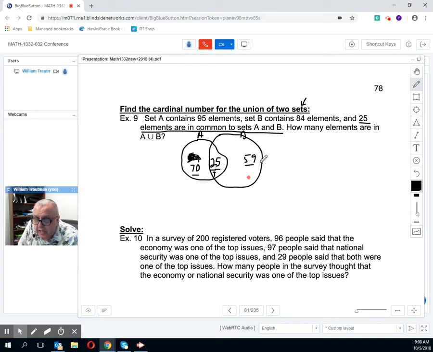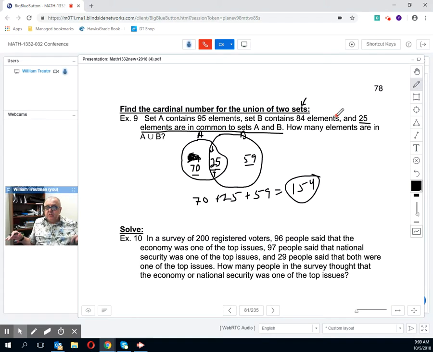So when we add up all these elements, how many are there? We just add up all these numbers. You can't add up 95, 84, and 25 because this 25 gets counted twice. So now I have 70, 25, and 59. I just add those up. 70 plus 25 plus 59 equals 154 elements.